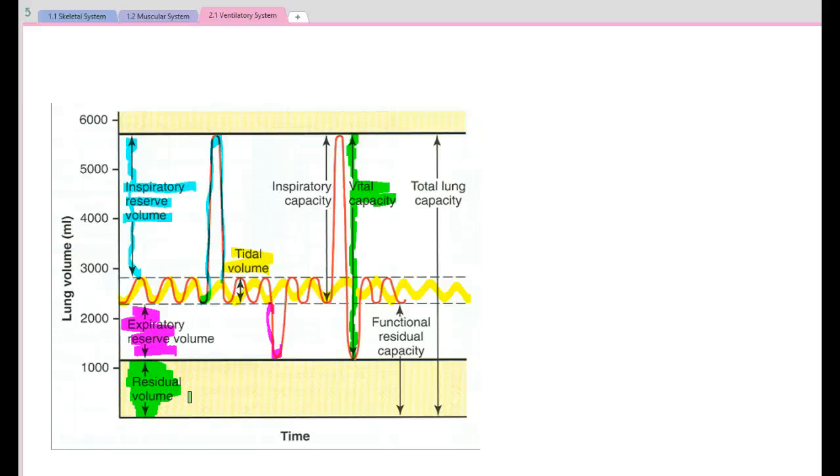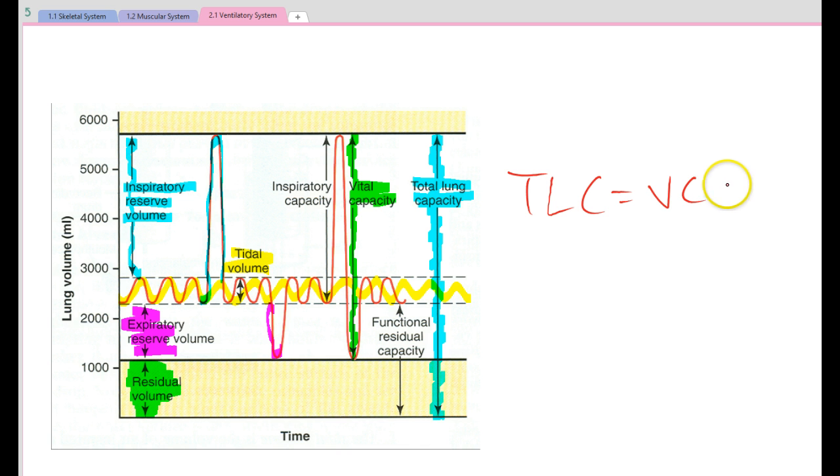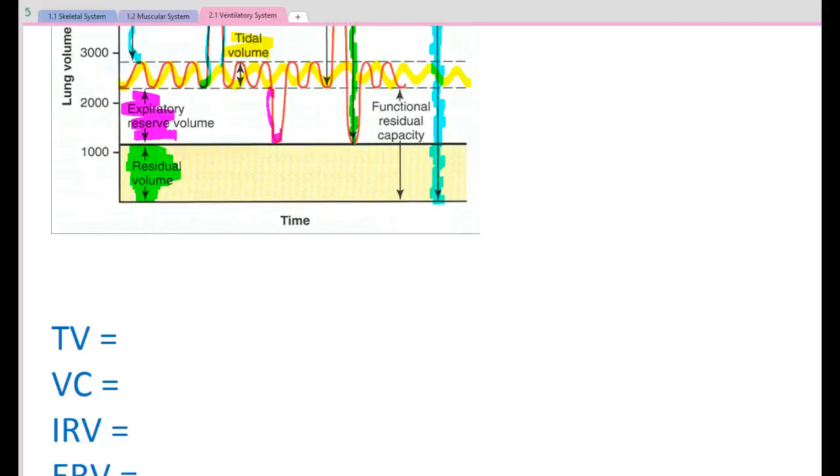The last one that we need to know is total lung capacity. So that's as much air as can possibly be fitted into our lungs. So total lung capacity equals vital capacity, so the maximum amount we can breathe in and out, plus our residual volume, so the amount of air that's required to maintain lung structure.